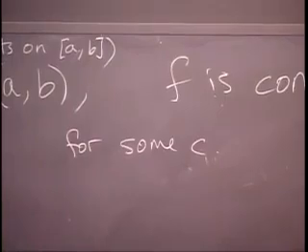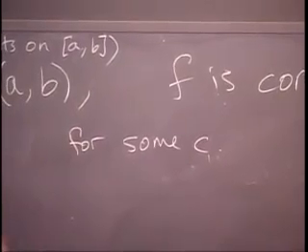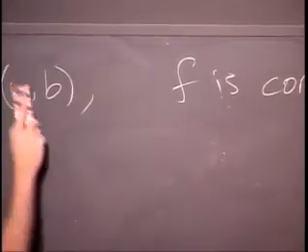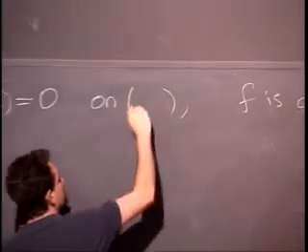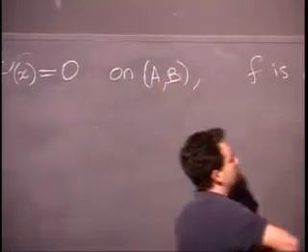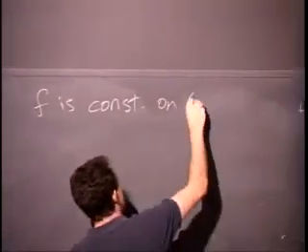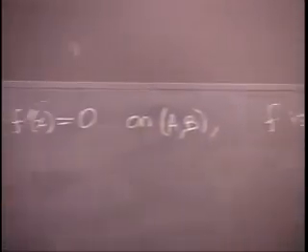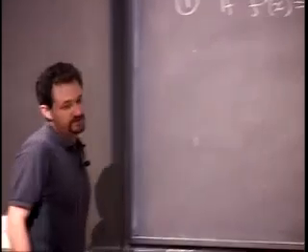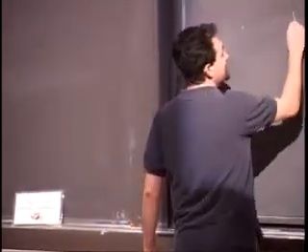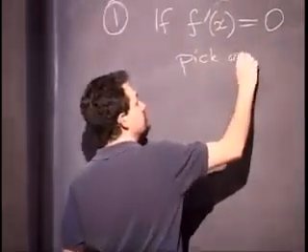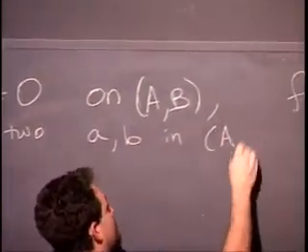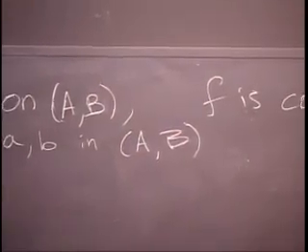Actually, I have to be a little more careful here. Sorry. You know what? I'm going to start again. I'm going to change this to capital letters. There we go. Sorry about this. I just want to make sure I say it right. Okay. If f prime of x equals 0 on capital A to capital B, then f is constant. Okay, so here's how I do it. I pick any 2 numbers, A and B in A comma B.